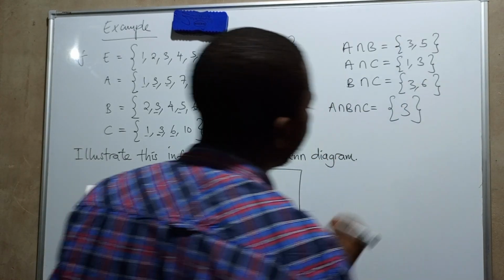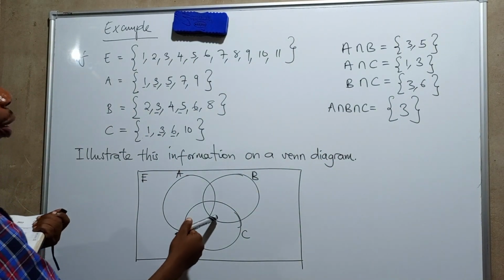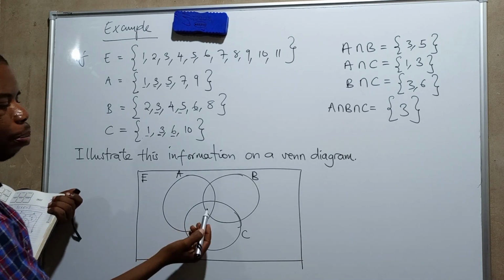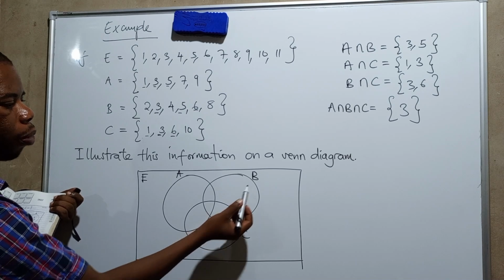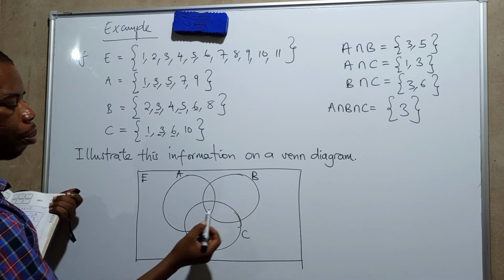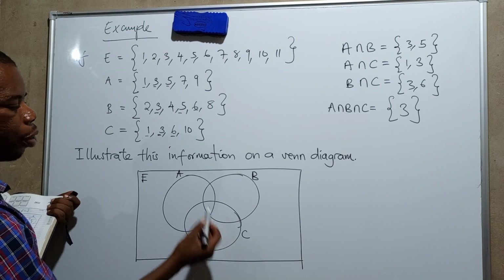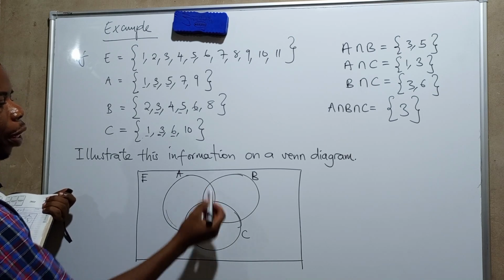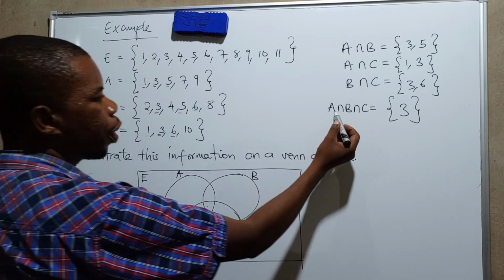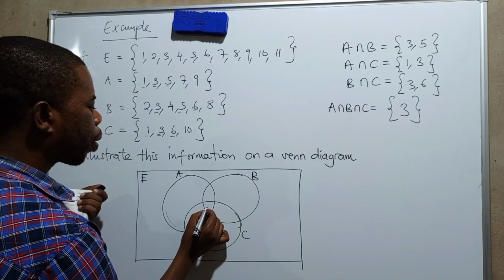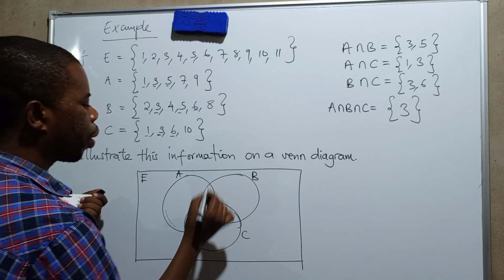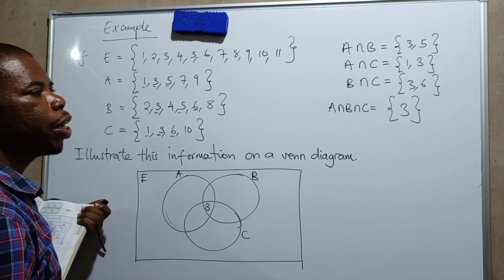Once we create this, we use it to fill in the diagram. So this part here is also found in B, also found in C, and also found in A. It is the intersection of A, B, C. So it is 3. We get this 3 and locate it there. Put even a dot there.